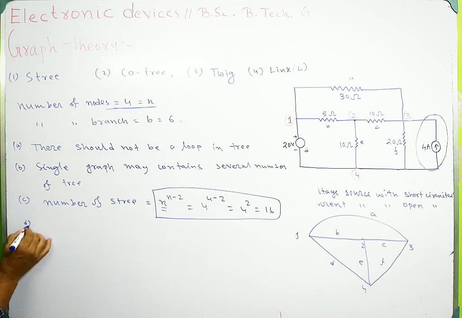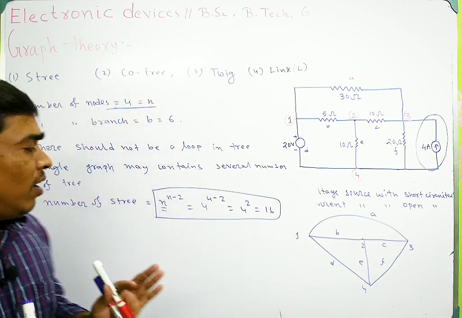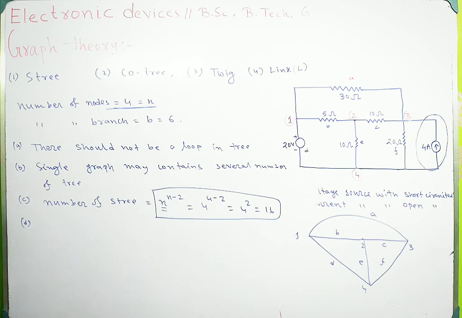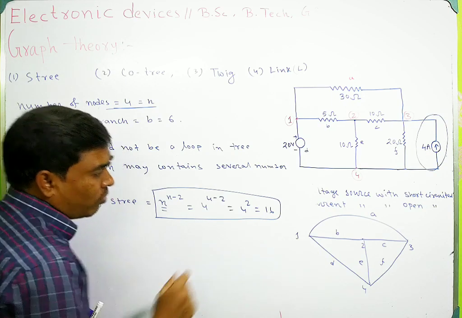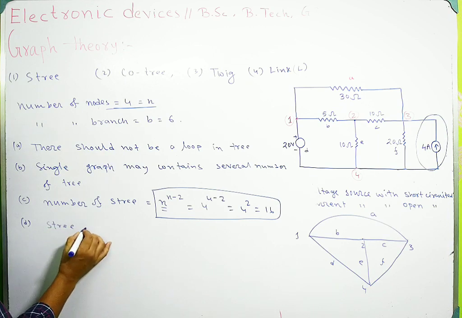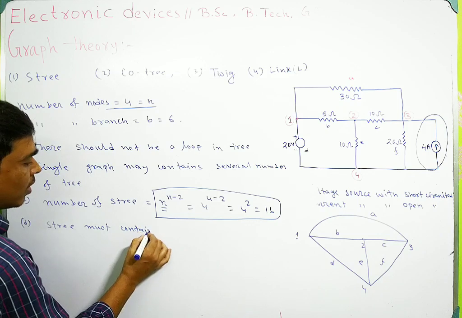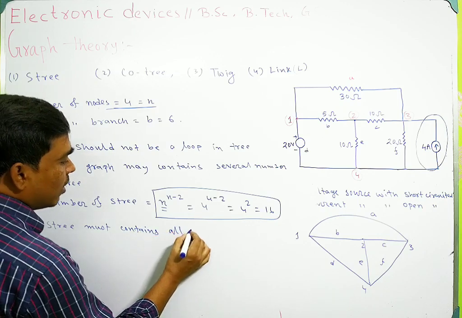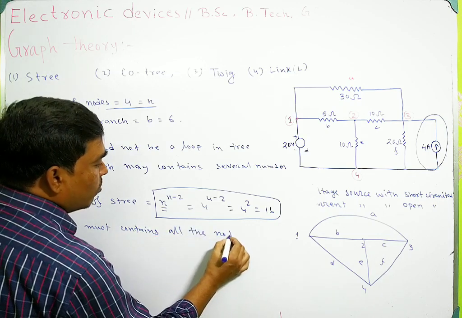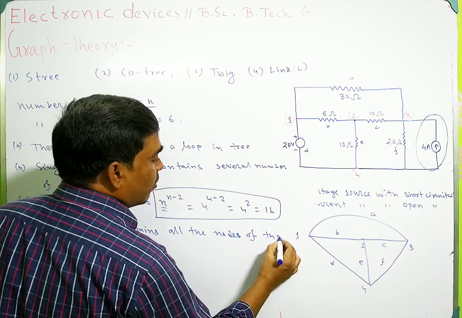Number 4, all the trees must contain all the nodes. So a tree must contain all the nodes of the graph.